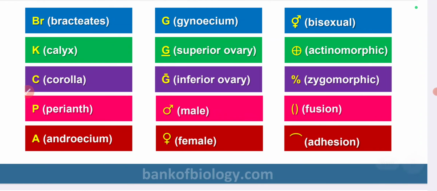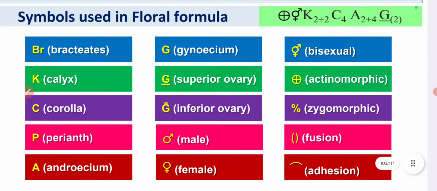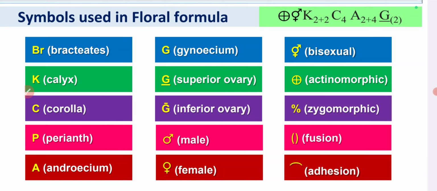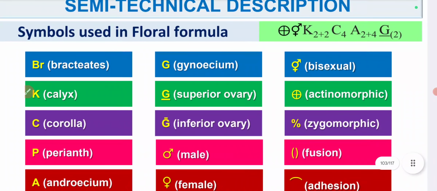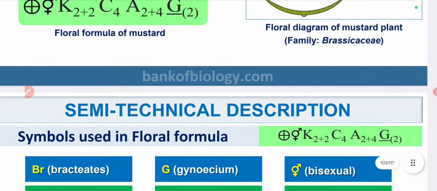The male symbol is used, the female symbol is used, the bisexual symbol, the actinomorphic symbol. You all know actinomorphic, zygomorphic. Actinomorphic, this symbol, zygomorphic, this symbol, fusion, adhesion, these symbols. As you can see, it is a symbol. First it represents actinomorphic, bisexual, K2 plus 2 means calyx 2 plus 2 arrangement. See the diagram.